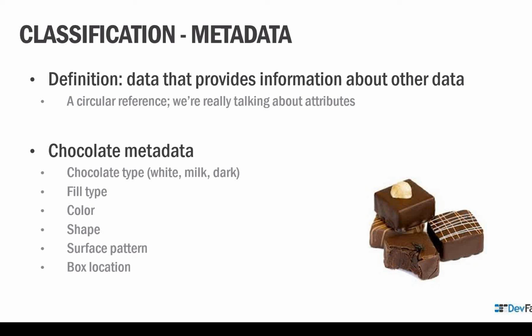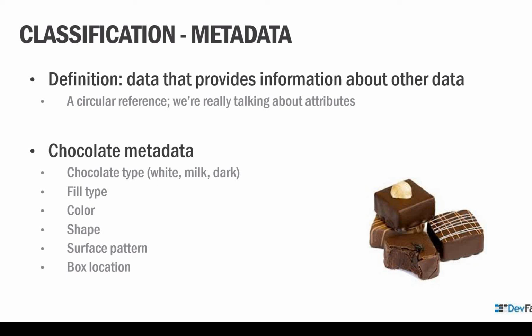So let's look at chocolates themselves. We look at chocolate metadata. Maybe we say, you know what, I talked about it earlier, we have 3 different kinds of chocolates. We have white chocolate, milk chocolate, and dark chocolate. And then maybe we have what's inside it, which would be the fill type. Maybe the fill is chocolate, right? It's a pure chocolate, so it has no fill. So a solid chocolate would have no fill, or maybe it's a caramel, so caramel would be the fill, or maybe it's a ganache, so maybe a ganache would be the fill.